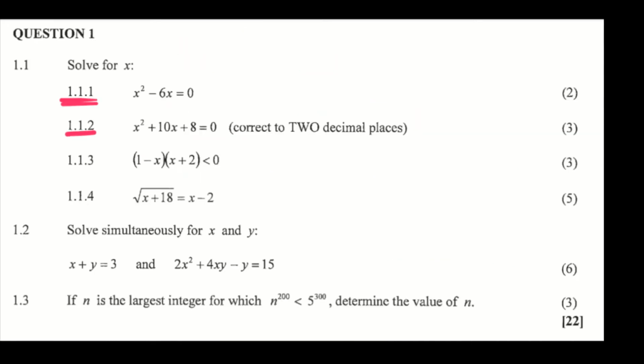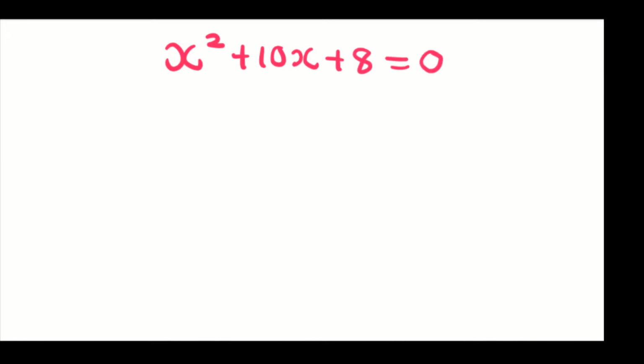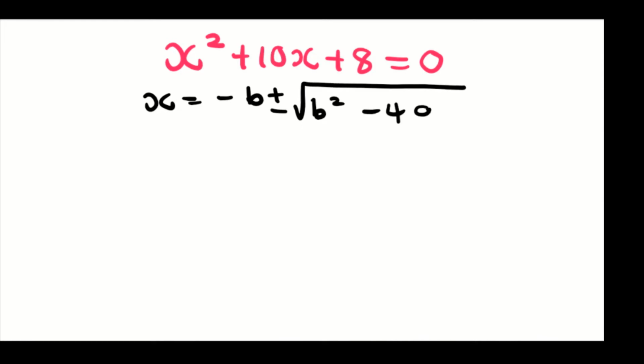1.1.2, where we are going to solve for x correct to 2 decimal places. Whenever we are given this, we know we have to use the quadratic formula because we cannot factorize the problem. So we have x squared plus 10x plus 8 equals 0, right? And our quadratic formula is x equals minus b plus or minus the root of b squared minus 4ac, divided by 2a, right?